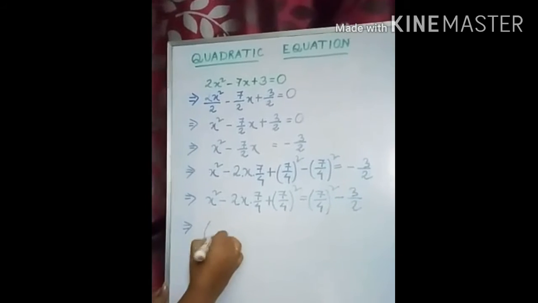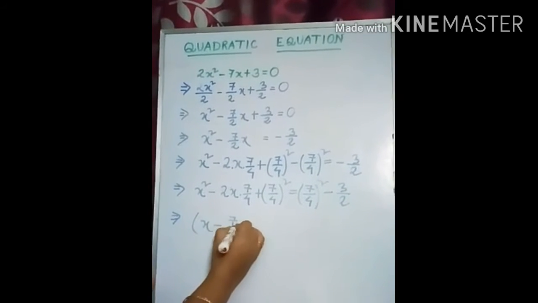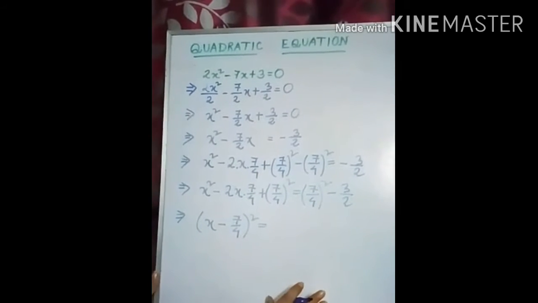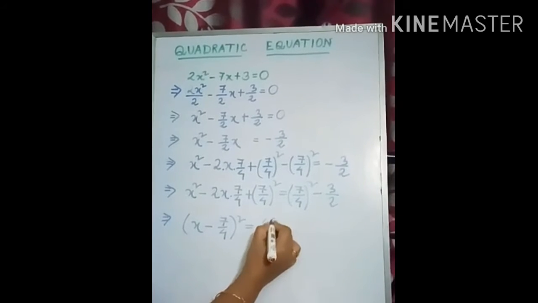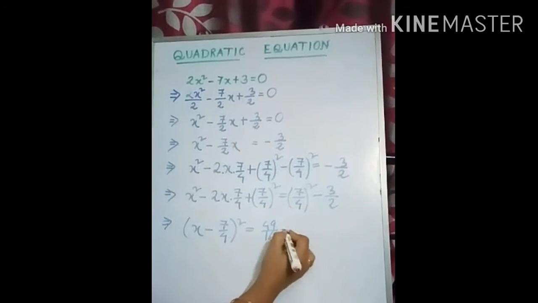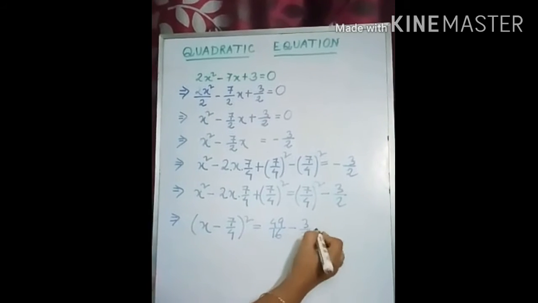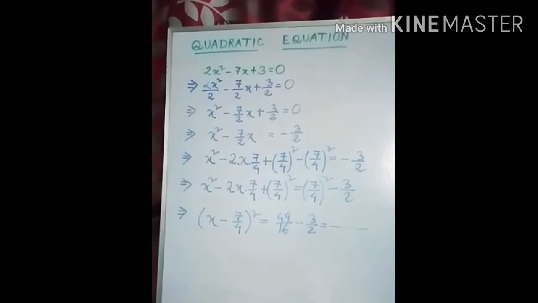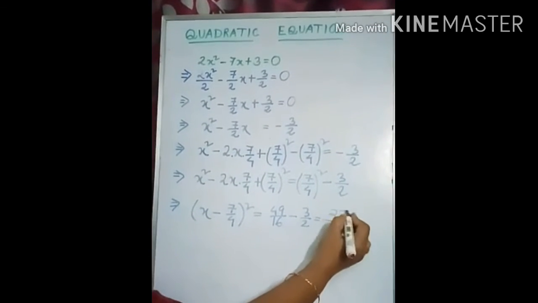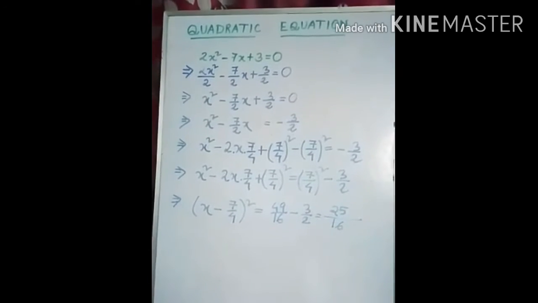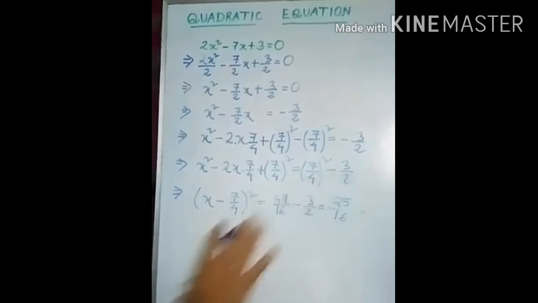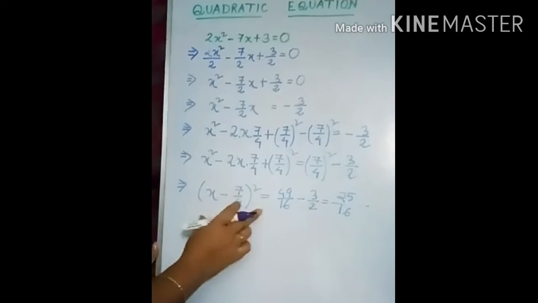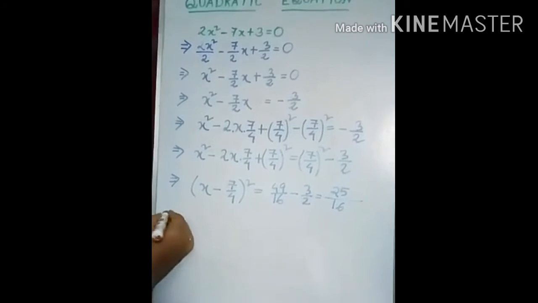Now on the left hand side, x minus 7 by 4 whole square, and on the right hand side we just simplify. 7 square means 49 and 4 square means 16. Then 49 by 16 minus 3 by 2. You take the LCM and simplify it. You find out how much it is. It will be 25 by 16. After simplification we get that, so ultimately x minus 7 by 4 whole square is equal to 25 by 16.